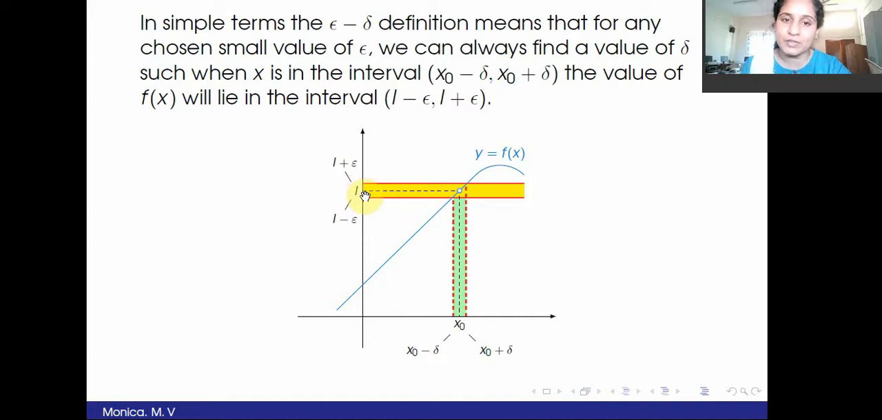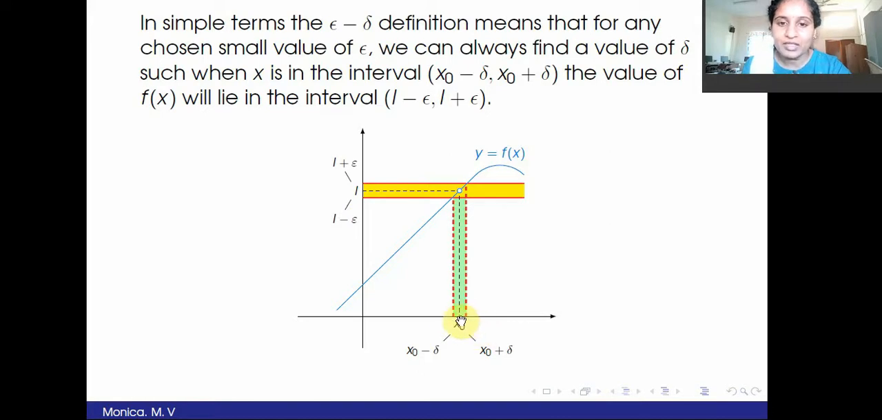I am given an epsilon very small, say 0.01, 0.0001, all these values. Corresponding to this epsilon, I can find a delta neighborhood of x naught, delta distance on either side of x naught. This point is x naught minus delta, and here this interval end point is x naught plus delta.